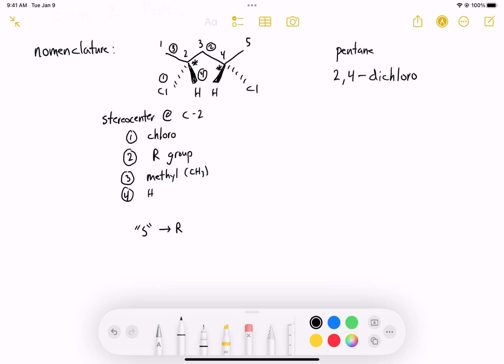So we're going to say, in this case, there's a tie, right? So we'll go over that in a bit. So it looks like at 2, it's R. So we're going to say 2R. Okay, so 2R here. Now let's look at the stereocenter.